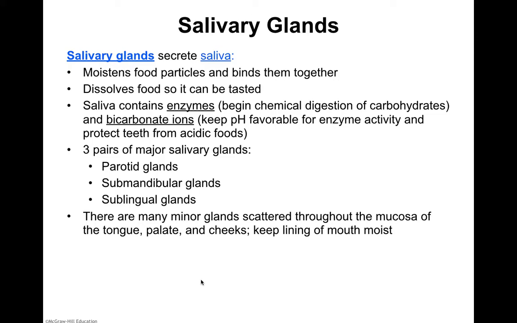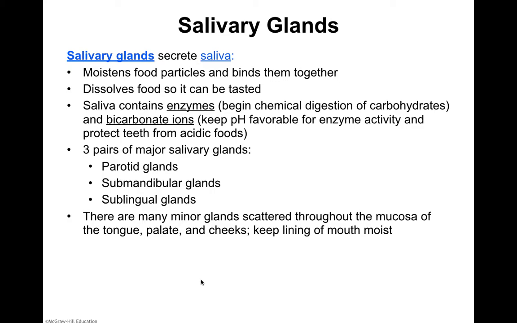from the accessory glands in the top part of the alimentary canal, and that would include the salivary glands. Salivary glands secrete that fluid we call saliva. Its purpose is to moisten food particles and help bind them together, put it into a solution. Remember, our taste buds can only sense chemicals that are in an aqueous solution. Saliva does contain enzymes that begin the chemical breakdown process.